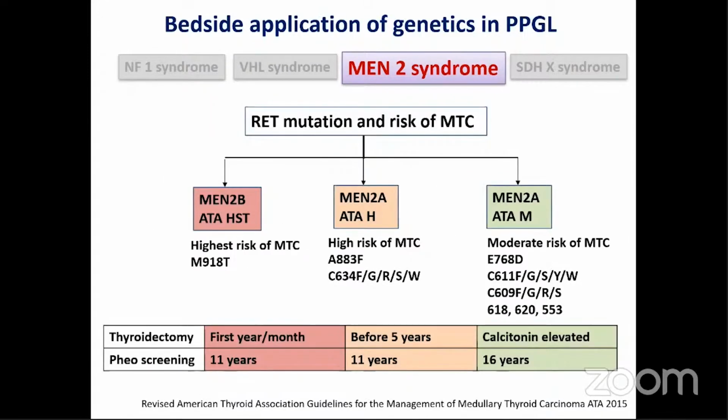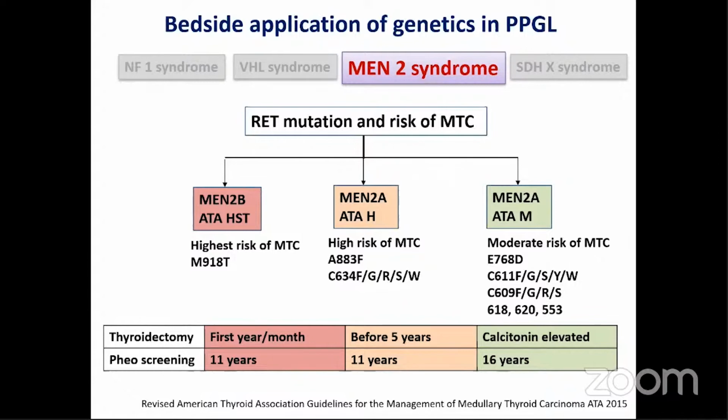So it's very important to have the RET mutation in patients with MTC or Pheo, because that stratifies the risk of both MTC as well as Pheo. Those who have an ATA highest risk mutation, that is M918T, have the highest risk of both MTC as well as Pheo, whereas even M2A patients, who have ATA high risk mutations, also have a high risk of MTC as well as Pheo, whereas the risk is lower in patients with moderate risk mutations.